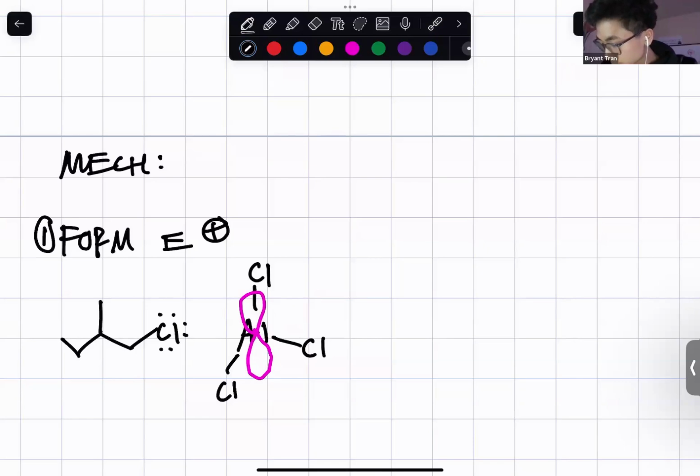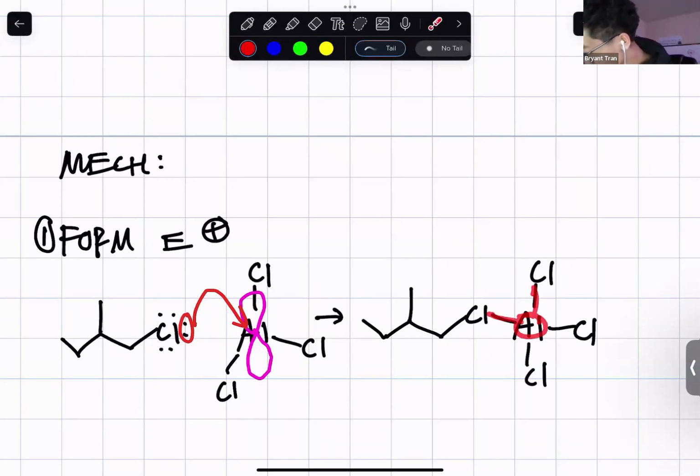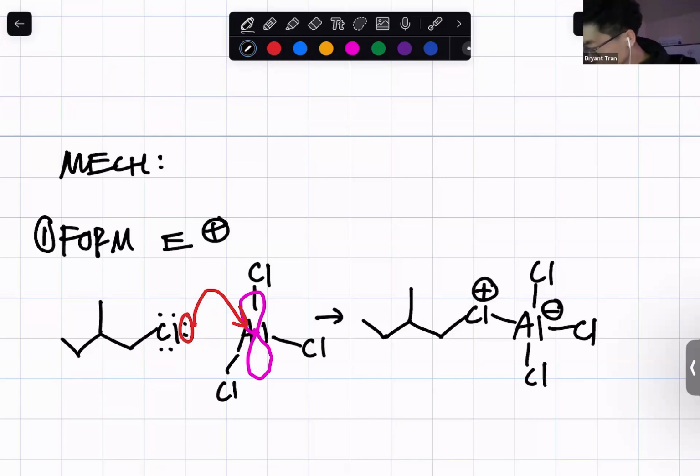But it still has an empty p orbital, which this chlorine here, one of its pairs of electrons, let's say those pairs of electrons, is going to attack that aluminum, right? Give that aluminum 2 pairs of electrons. So when that happens, we're going to get something like this right here. Chlorine, aluminum, and this aluminum is attached to 3 other chlorines, right? And this aluminum now has 4 bonds. 1, 2, 3, 4. Aluminum with 4 bonds, like boron or iron, is going to be negatively charged, like that, right? And this chlorine here with 2 bonds is going to be positively charged.